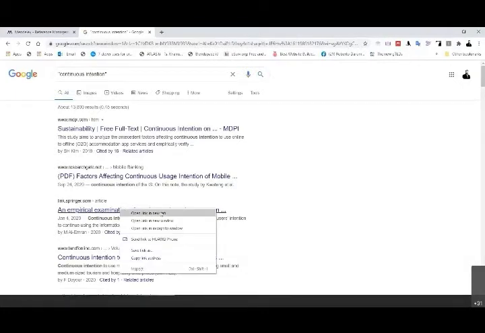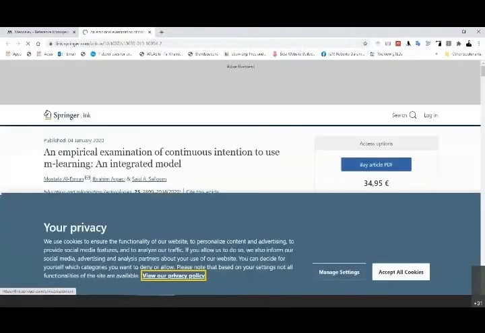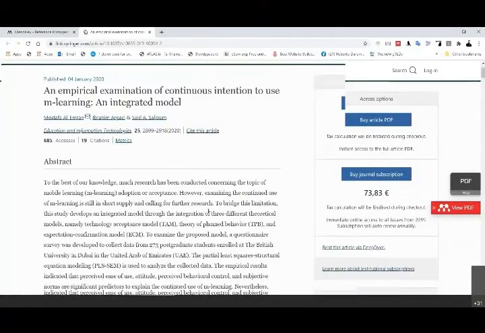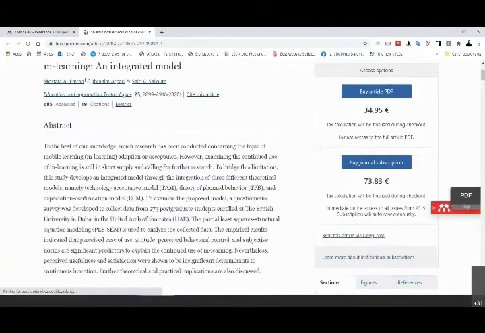You see, I told you, immediately one article comes up about m-learning. I told you about mobile learning. This is the recent trend. So you have to know what the meaning of continuous intention is in this article. That's why, from the definition, you have to go to the operational definition. So now you understand?